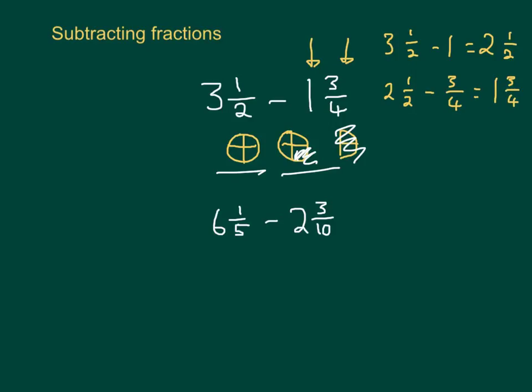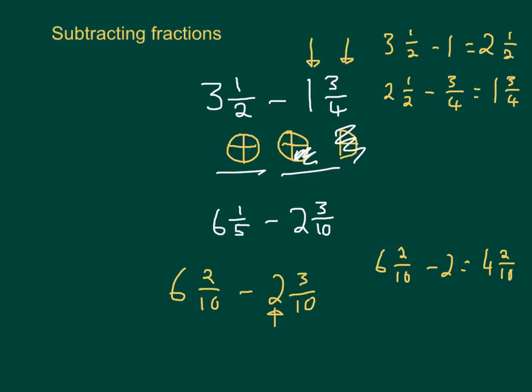Now, I'm going to start the second question by changing the denominators of these fractions. So I've got 6 2/10, and I'm taking away 2 3/10. So I'm working with fractions with the same denominator. 6 2/10, take away 2 is 4 2/10. All I've got left to do is take away the 3/10. I know if I take 2/10 away, that will leave me with 4. So I've got to do 4, take away 1/10. That'll leave me with 3 9/10. 1/10 less than 10/10, a whole.